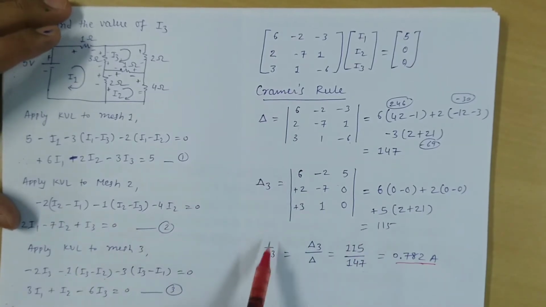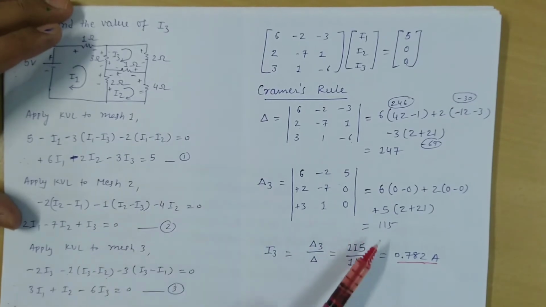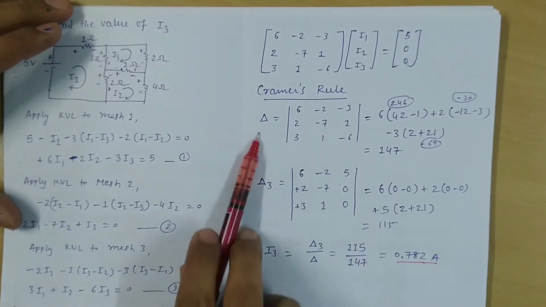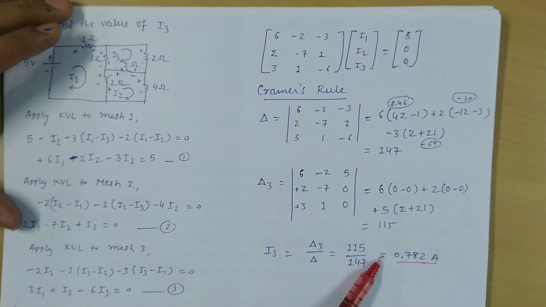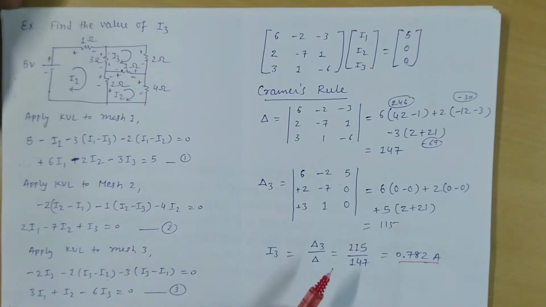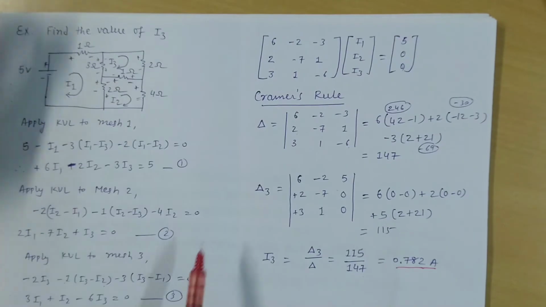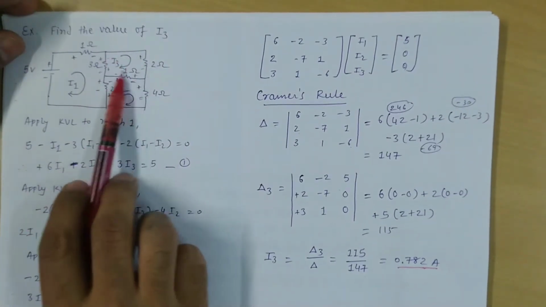So according to Cramer's rule, the value of I3 is equal to delta 3 divided by delta. The value of delta 3 is 115 and the value of delta is 147. So we get the value of current 0.782 ampere, that is I3. So like this, utilizing the mesh analysis method, we can find the value of different mesh currents or branch currents.